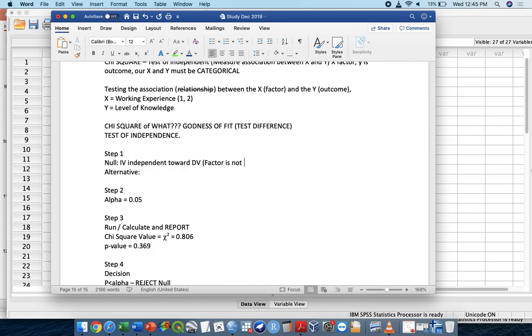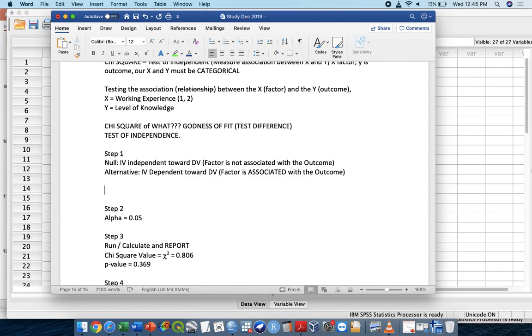Which means, in the real nomenclature of the people, we will say that the factor is not associated with the outcome. And then our alternative will be IV dependent towards DV, which is the factor is associated with the outcome. This is still statistical wording. So to write the proper wording, you will have to do something like this.